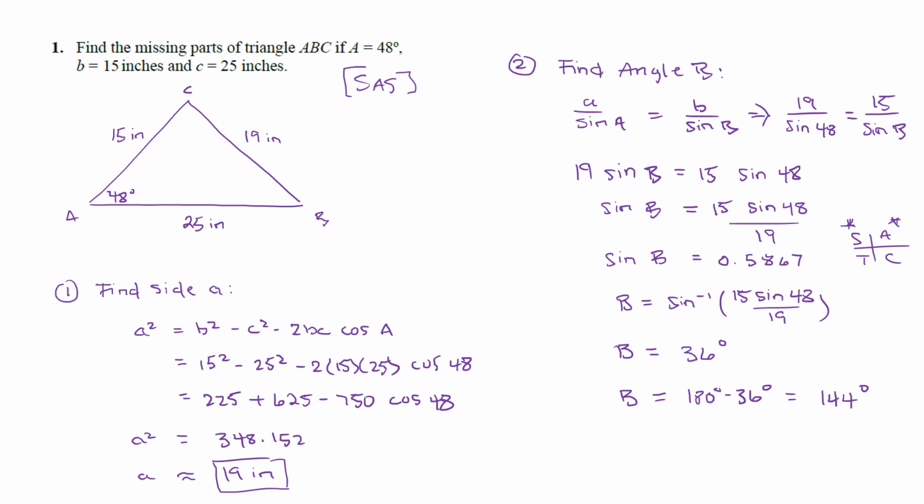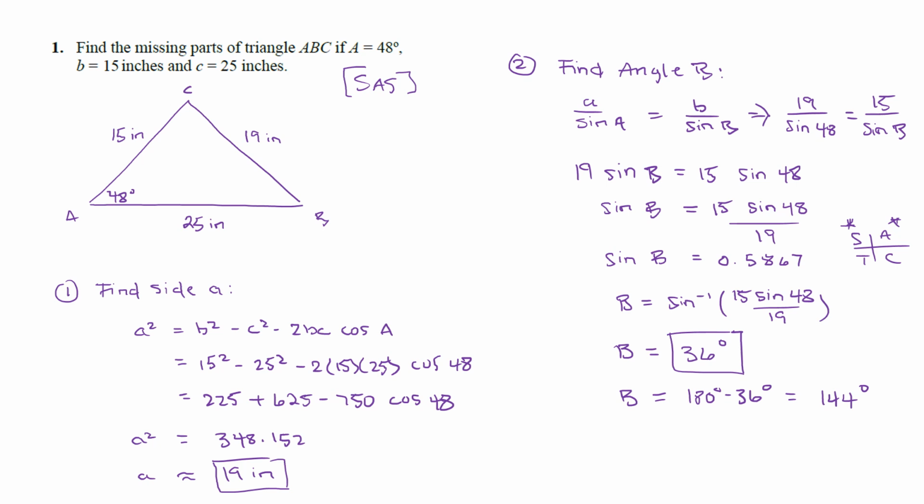Now 144. If B is 144, that would mean that B would have to be greater than angle A and angle C, which also means that the side length B would have to be greater than the side length A and the side length C, which is not the case. Okay, so 144 degrees can't be a solution for B because angle B is an acute angle since it is smaller than angle A and angle C. So the solution for angle B will be 36 degrees.